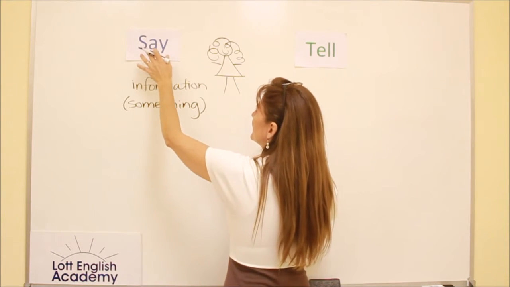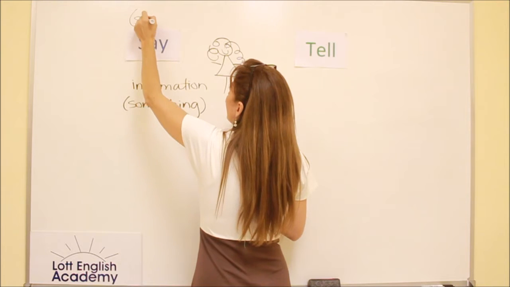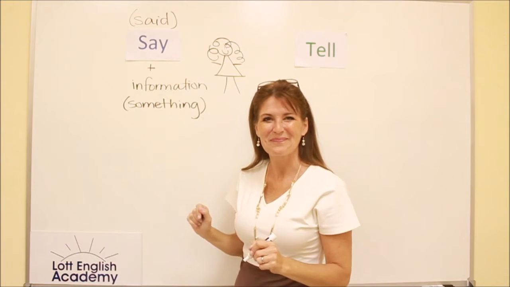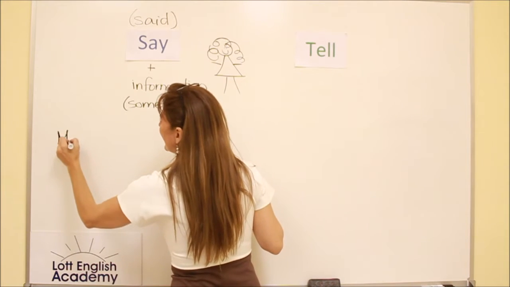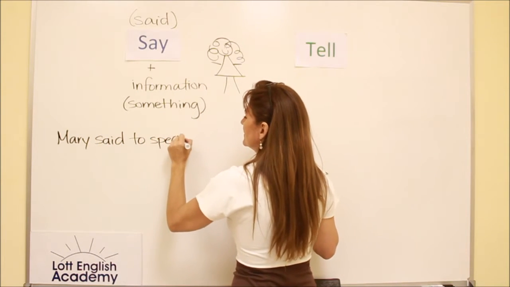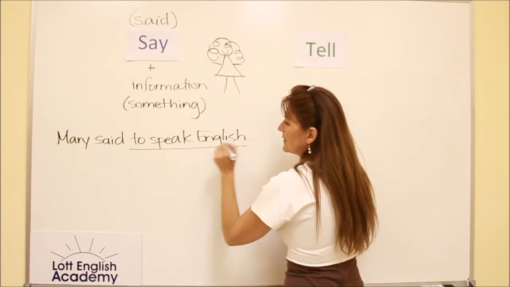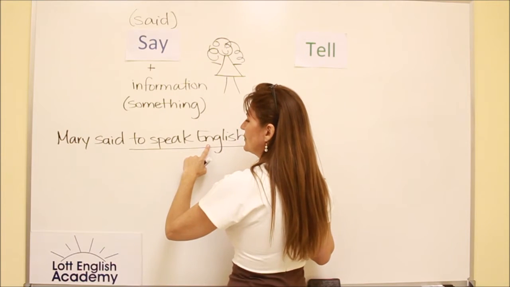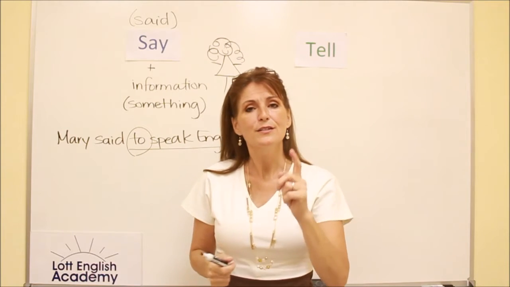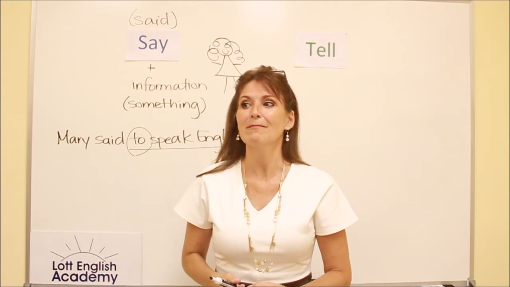So, Mary said something. Say in the past is said. So, Mary said something. What did Mary say? Mary said to speak English. The reason we put a to here is because Mary said speak English. That's an imperative, it's a command. She's giving you an order, like a person in the military.